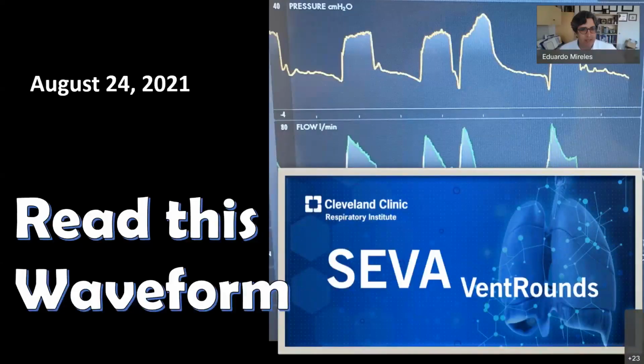2021, and we're going to see today SEVA VentRounds. We have 4 waveforms that are fresh out of the oven. As you know, our COVID burden has increased, and that gives us more interactions to read from, unfortunately.